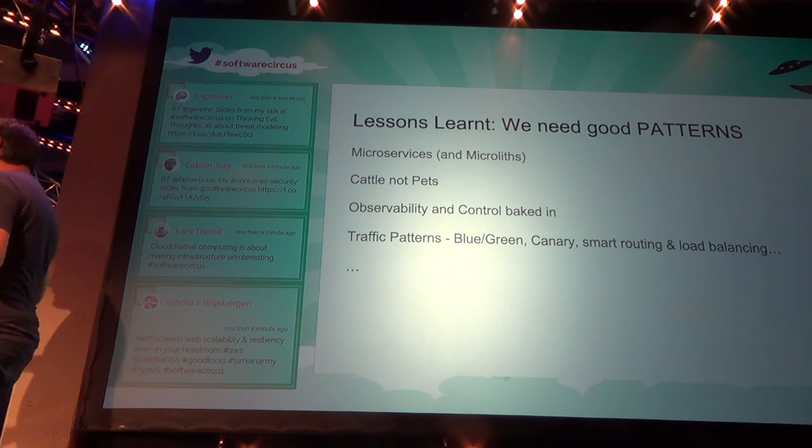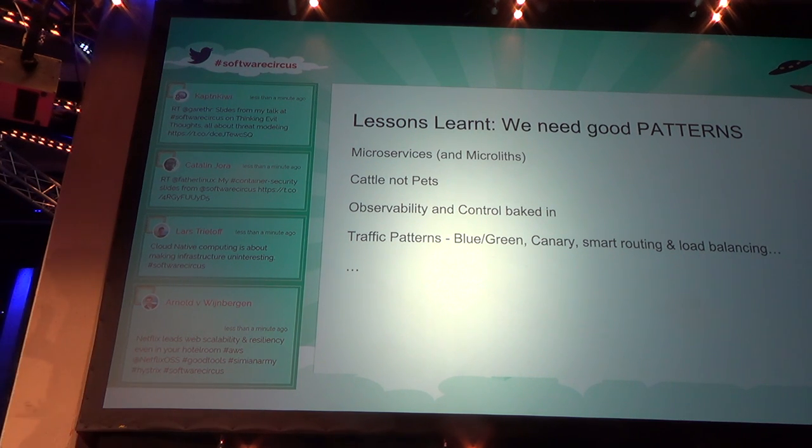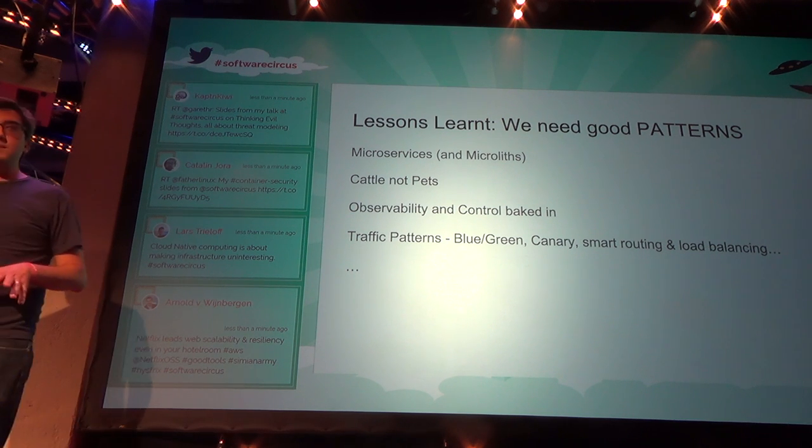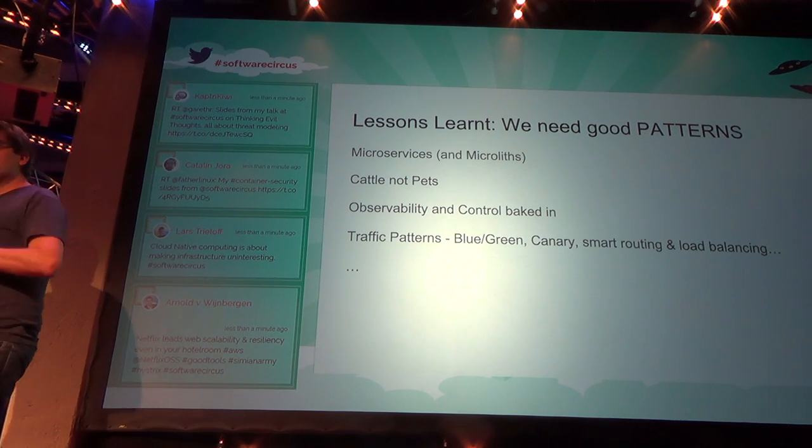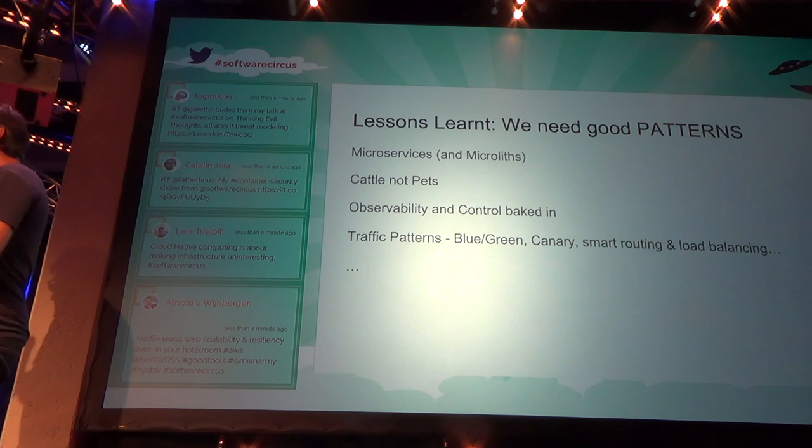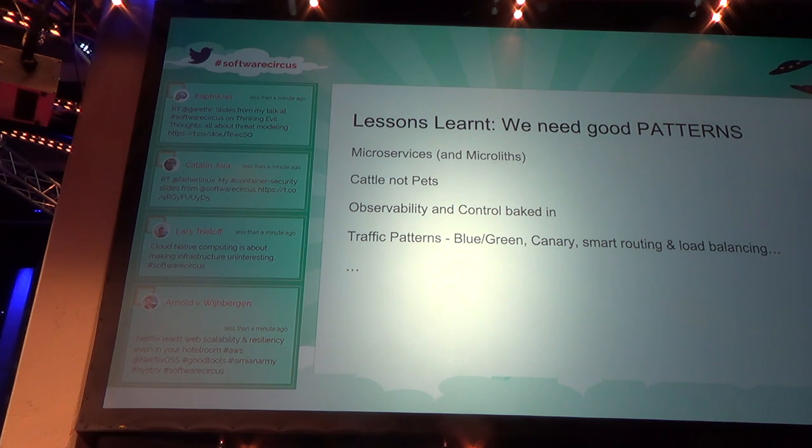And the last lesson that we learned is, because we made this stuff up as we went along, we need good patterns. You know, microservices is one pattern. We probably overdid it a bit on microservices in our application. We find that sometimes a monolith is good, or as I like to call it, a microlith, if it's just a small piece of software that's HA or something like that. Cattle not pets is a pattern.